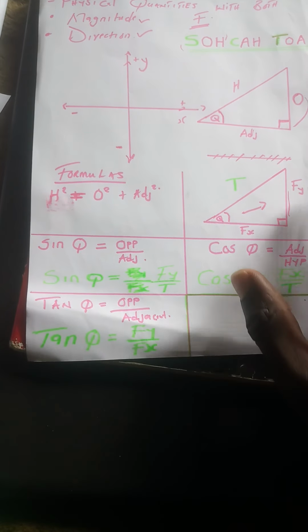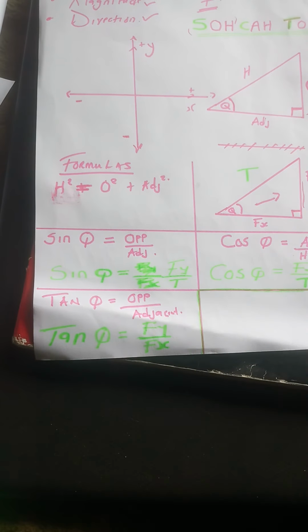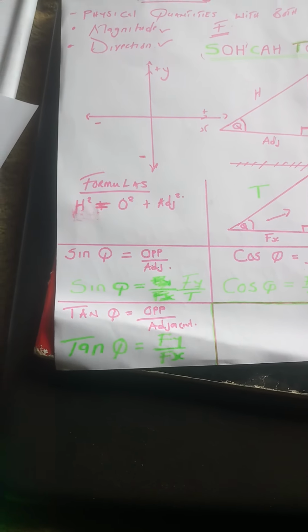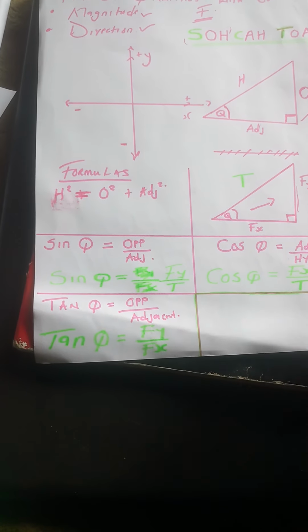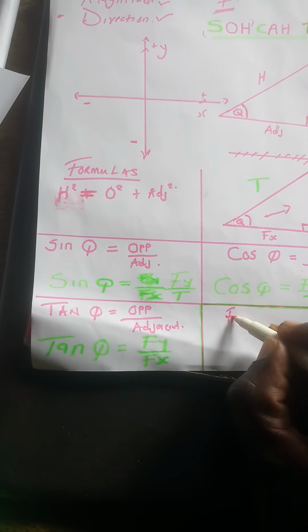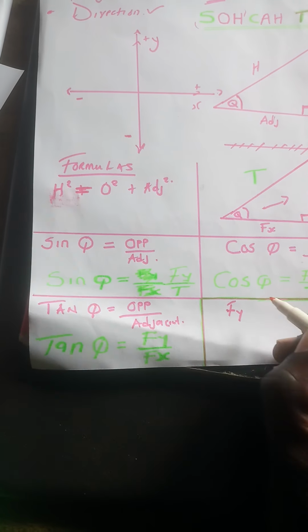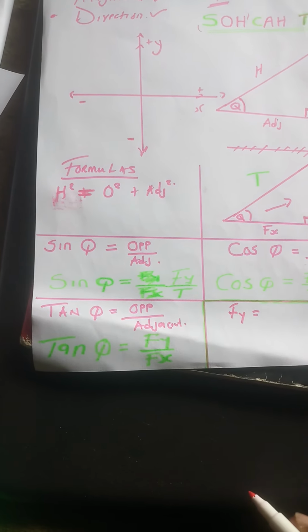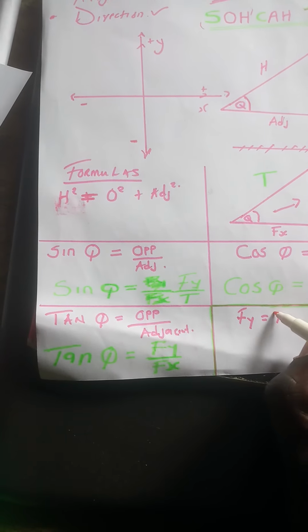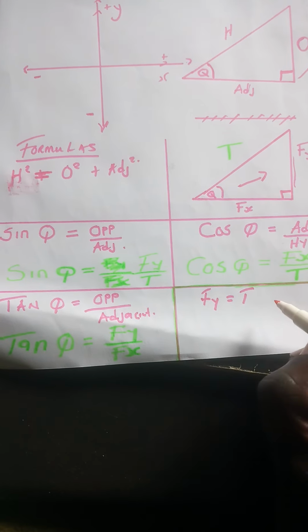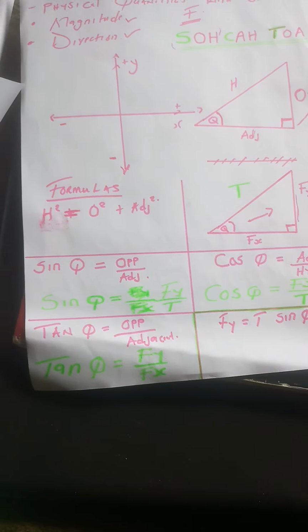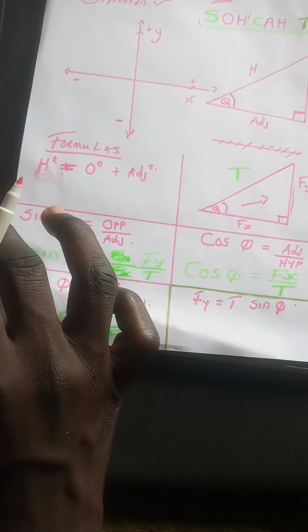So how we write the formula for the y component, or the side which is opposite to the angle of interest, in this scenario, is Fy, the force in the y direction, is equal to T, which is our resultant force, times sine theta. That's how we find that there.